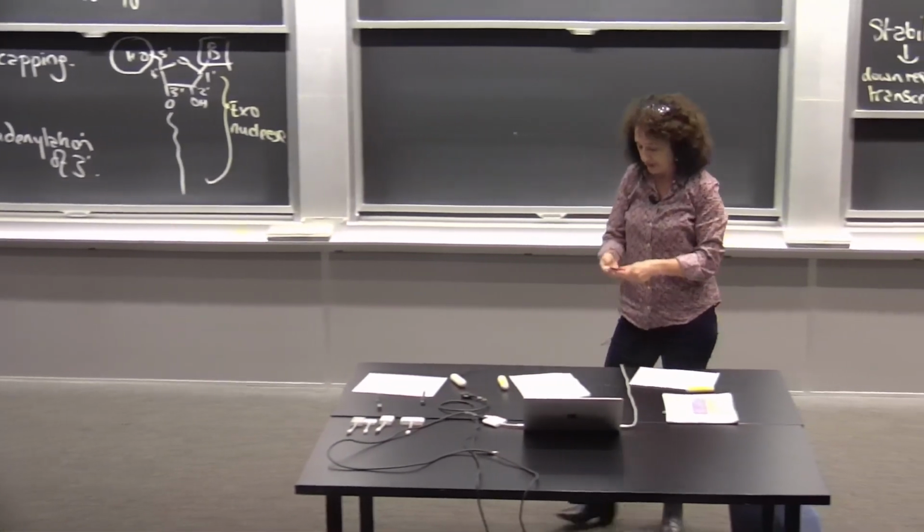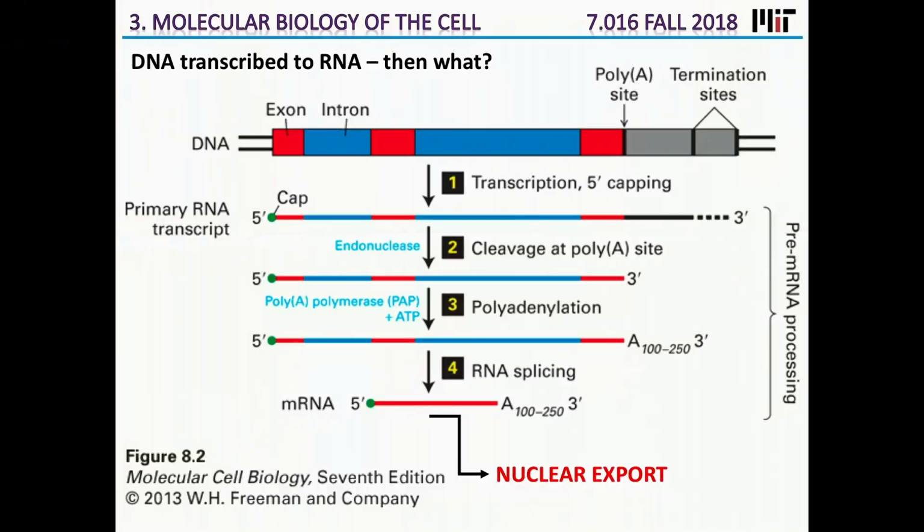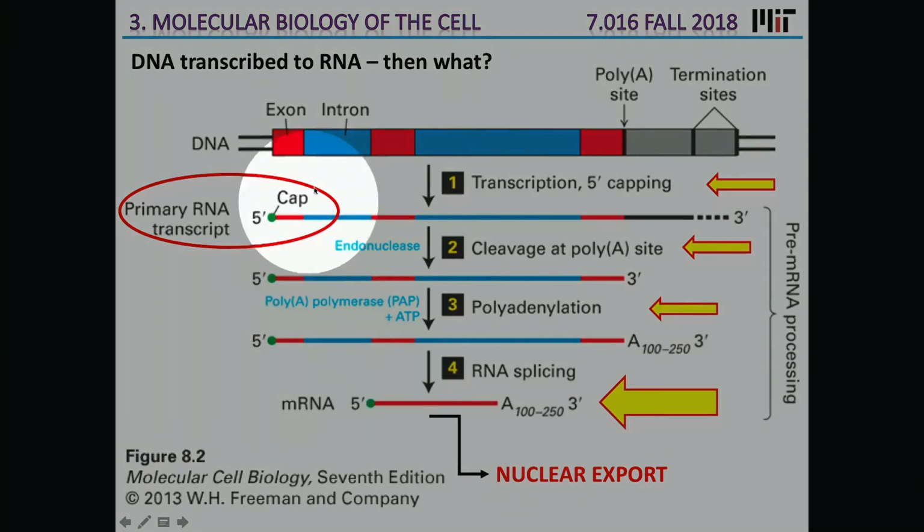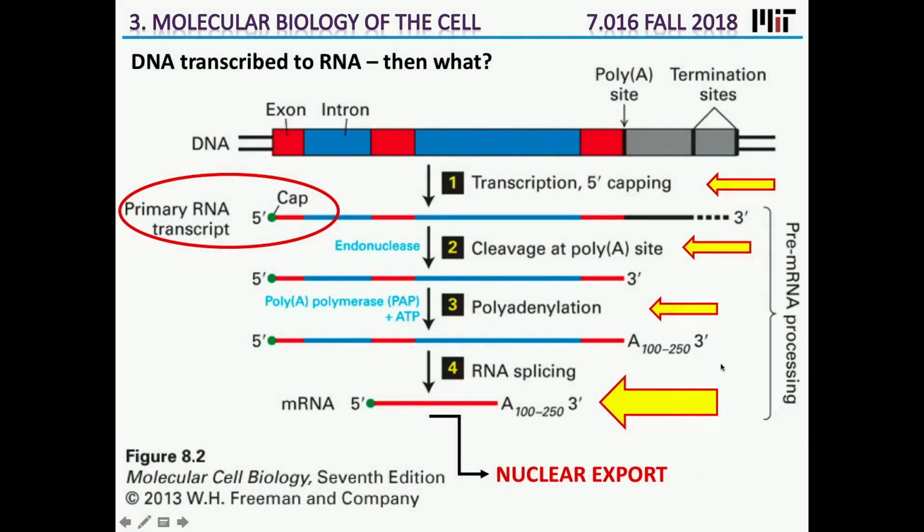So let's look first, and it's kind of wild and crazy chemistry, at the 5' capping. And then we'll discuss the other two, and then I will finish these types of changes with splicing, which is really cool and extremely important. But the transcript, the pre-messenger RNA, has to go through all of these steps before it's ready for nuclear export.